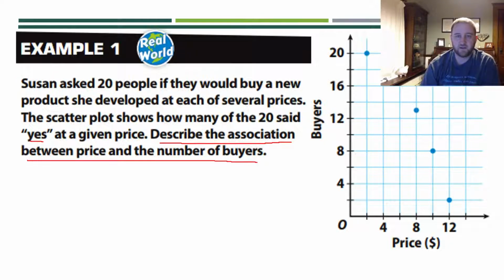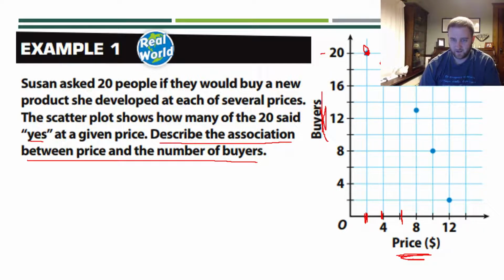Okay, so you can see on this graph, sorry, I've got this mixed up. That is a price of $2. 20 people said they would buy it. So price is down here, buyers is here. At a $4 price, that would be 19 people who said they'd buy it. At $6, 17 people said they'd buy it, and so on.